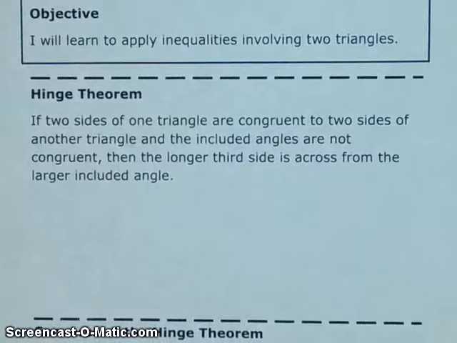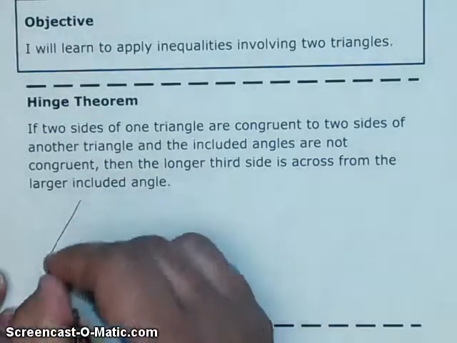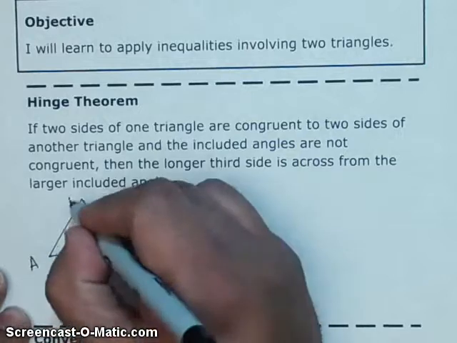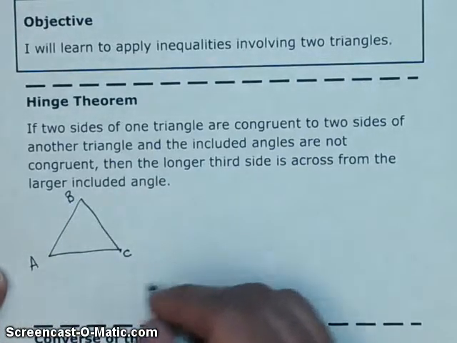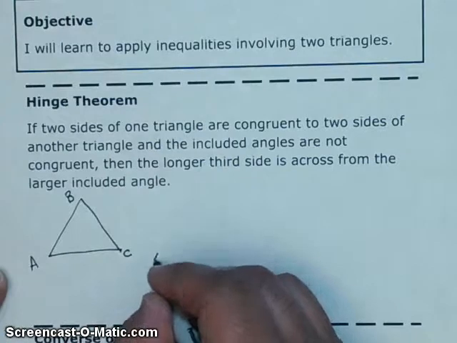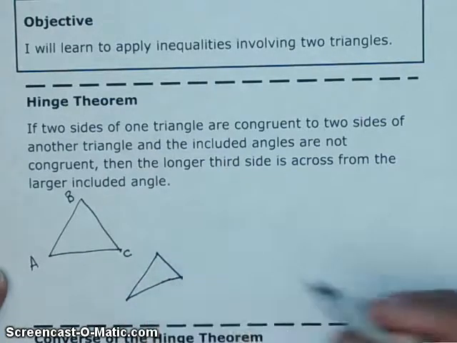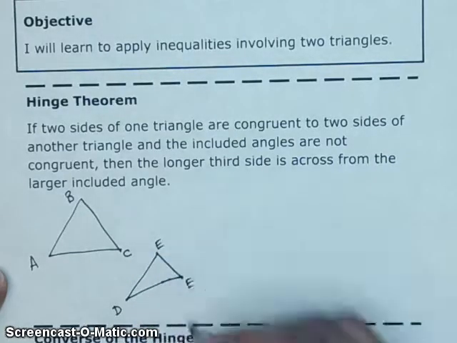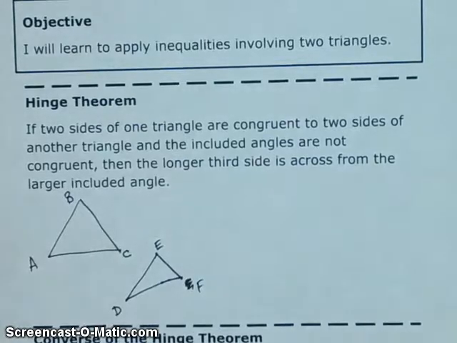So, let's take this a step at a time. If two sides of one triangle, so let's draw a triangle. We'll call it ABC. Then we have another triangle. We'll call that triangle DEF.